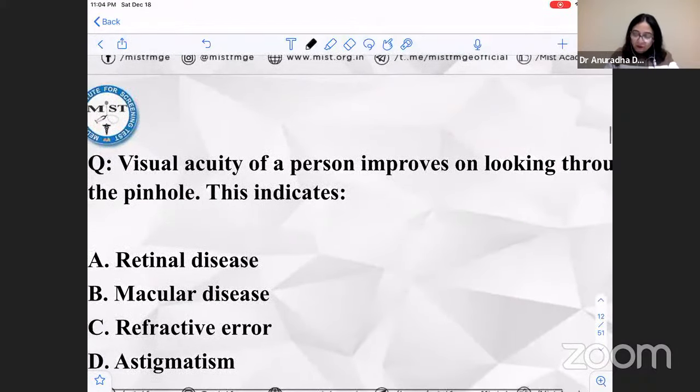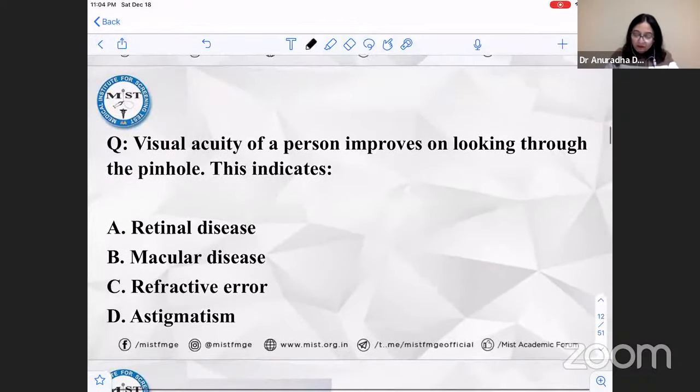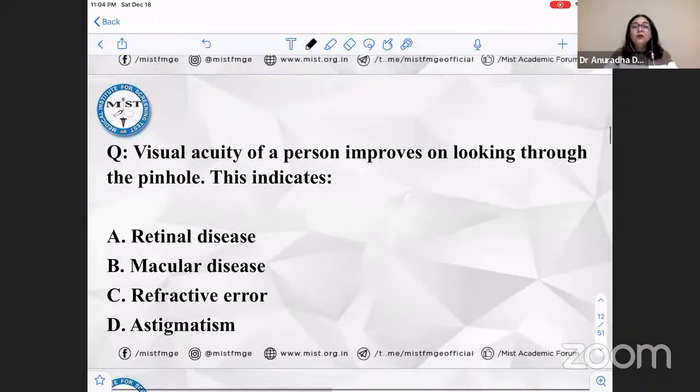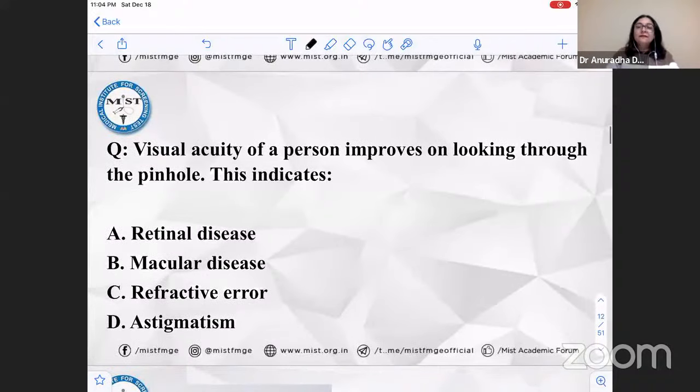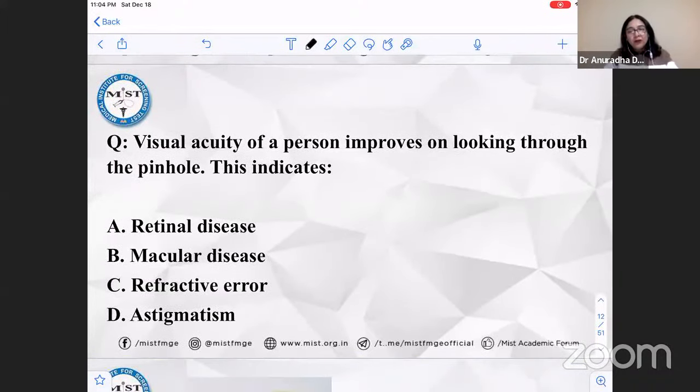The next question was, visual acuity of a person improves on looking through the pinhole. This indicates... Now, this again is a good question. In one of the NEET PG exams, there was an image of the pinhole and a question to identify it. So, visual acuity of a person improves on looking through the pinhole. What does this indicate? The choices were retinal disease, macular disease, refractive error, astigmatism.